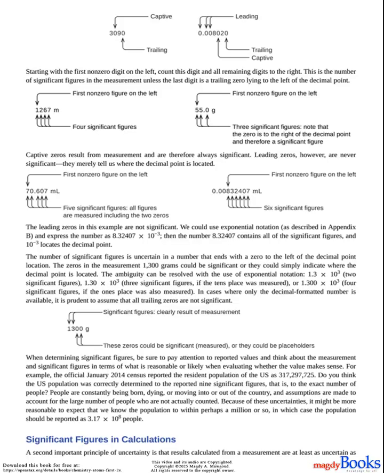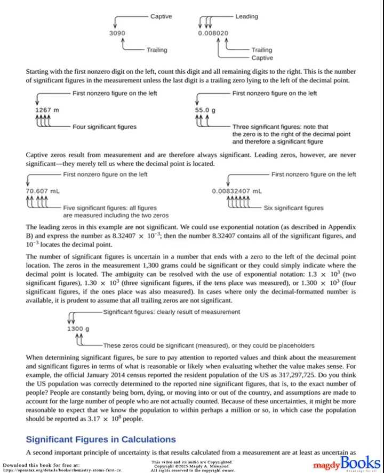The zeros in the measurement 1,300 grams could be significant or they could simply indicate where the decimal point is located. The ambiguity can be resolved with the use of exponential notation. 1.3 multiplied by 10 to the power of 3, 2 significant figures. 1.30 multiplied by 10 to the power of 3, 3 significant figures, if the tens place was measured. Or 1.300 multiplied by 10 to the power of 3, 4 significant figures, if the ones place was also measured.